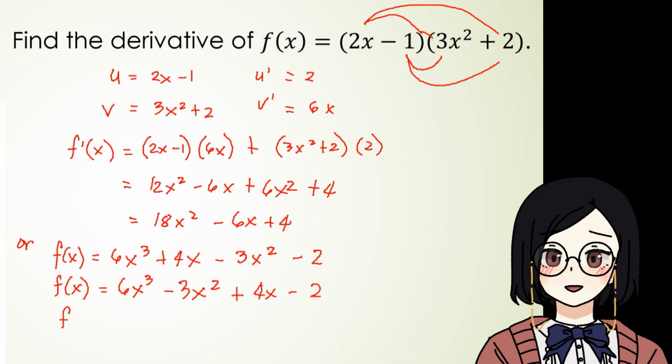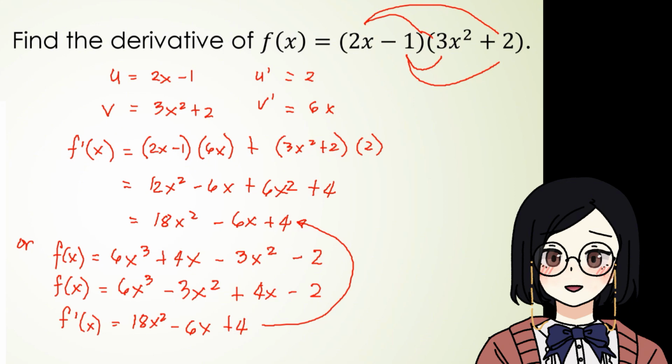Now getting the derivative of this polynomial by applying the addition and subtraction rule, we will have f prime of x equal to 3 times 6, that is 18, then deduct by 1 degree, we have 18x squared. Then here, 2 times 3 is 6, then deduct by 1 degree, we have 6x, and the derivative of 4x is 4. Now take a look at our answer. Is it the same as what we found a while ago? Definitely it's the same.